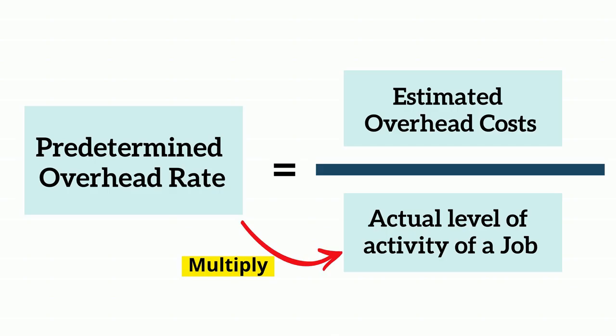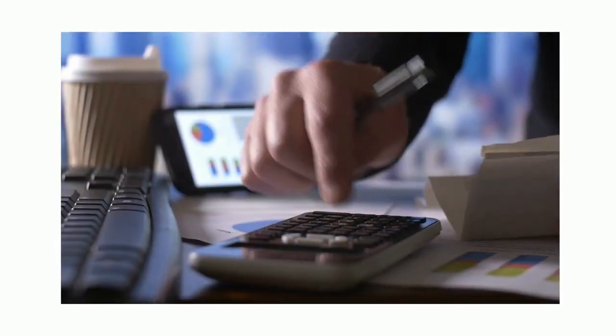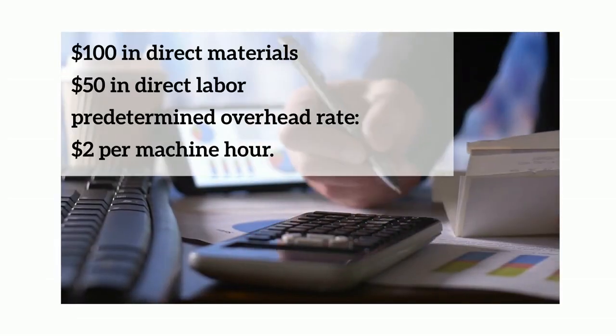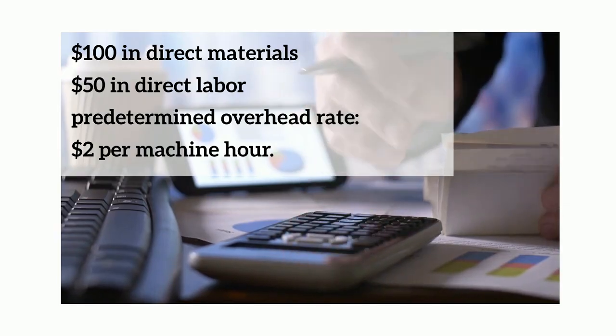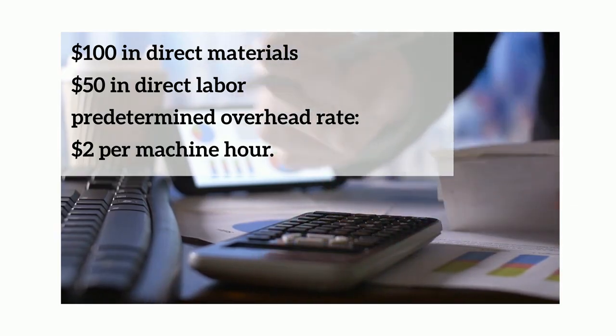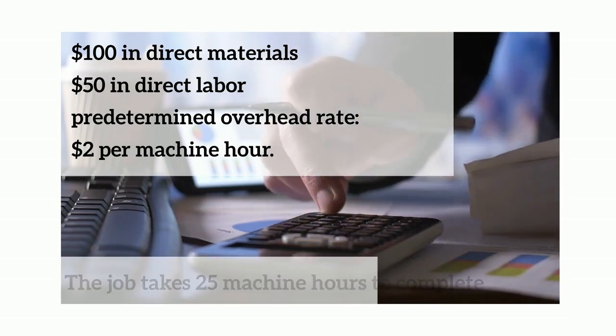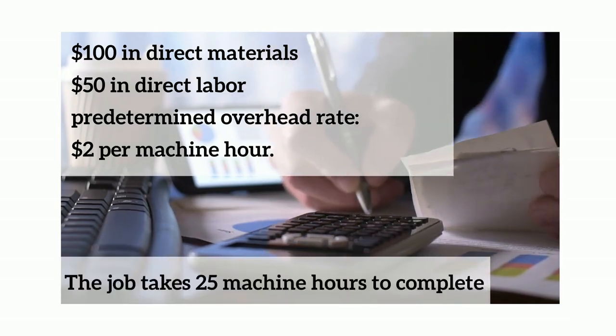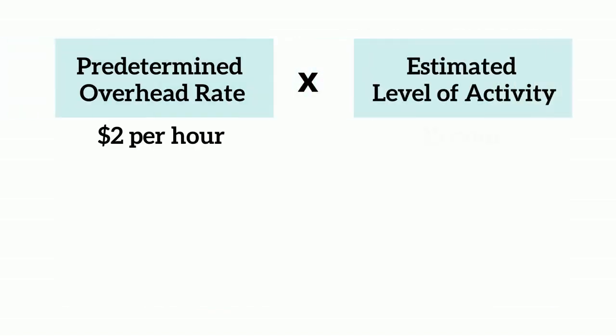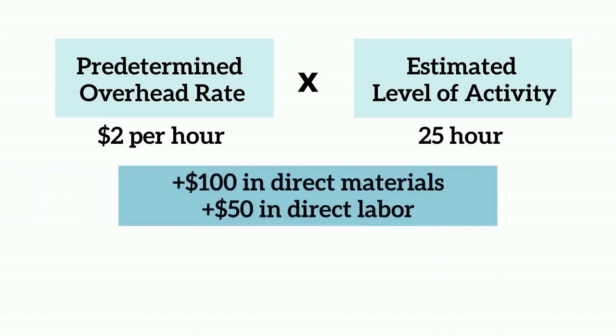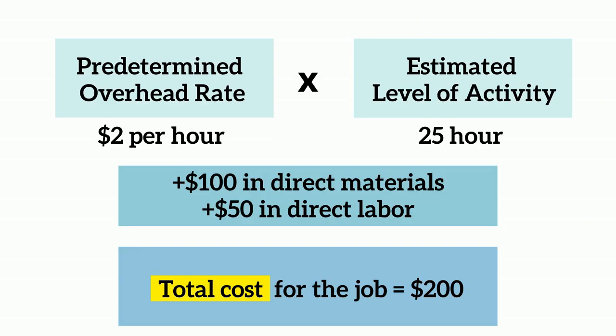Overhead is applied by multiplying the predetermined overhead rate by the actual activity level for each job. The total overhead cost is then added to the direct materials and direct labor costs to obtain the total cost of the job. For example, let's say that a job requires $100 in direct materials, $50 in direct labor, and the predetermined overhead rate is $2 per machine hour. If the job takes 25 machine hours to complete, the total overhead cost would be $50. Adding this to the direct materials and direct labor costs gives us a total cost of $200 for the job.